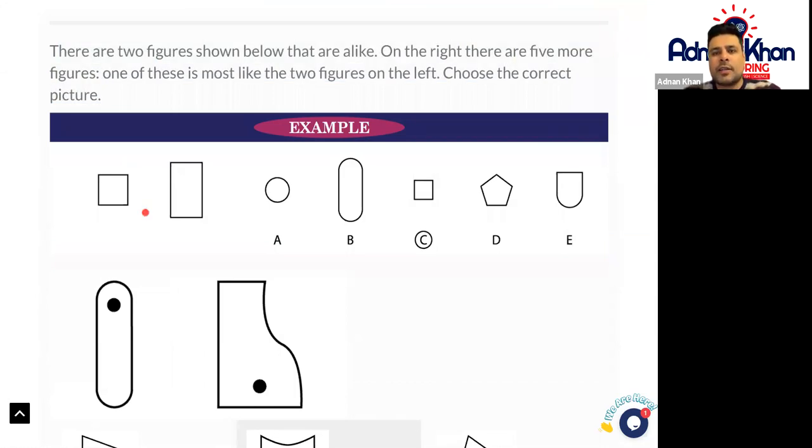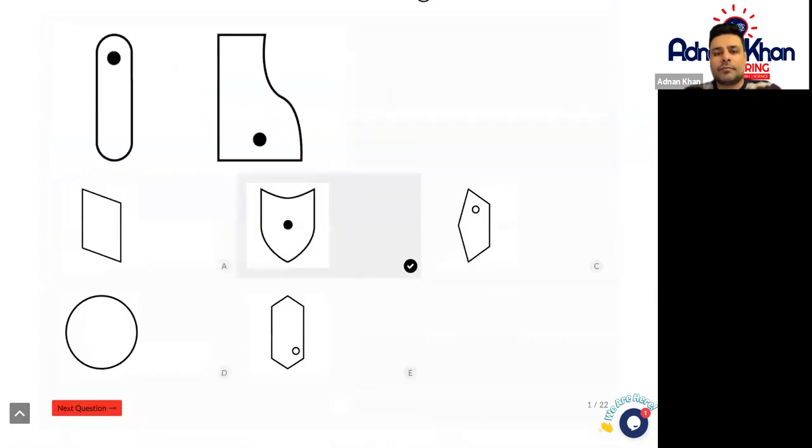On the left hand side we've got two figures. The first one is a square and the second one is a rectangle. So out of these 5 options on the right, which figure is similar to the two figures on the left? The answer in this case is going to be C, because we've got a small square and this particular square has straight sides, it has 4 sides, and it matches the two shapes on the left hand side. So moving down to question number 1.